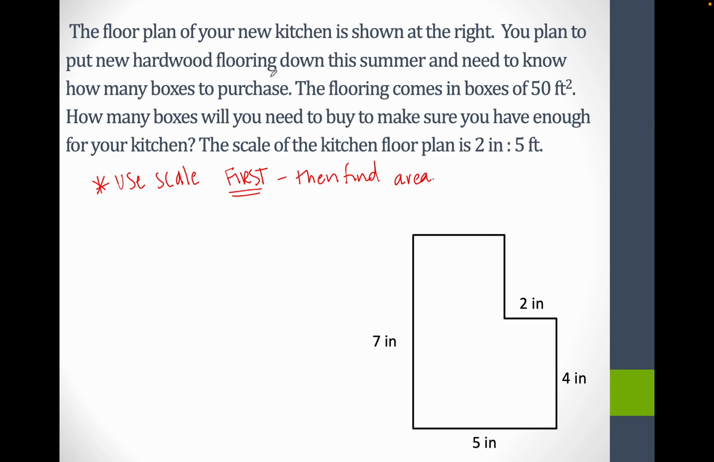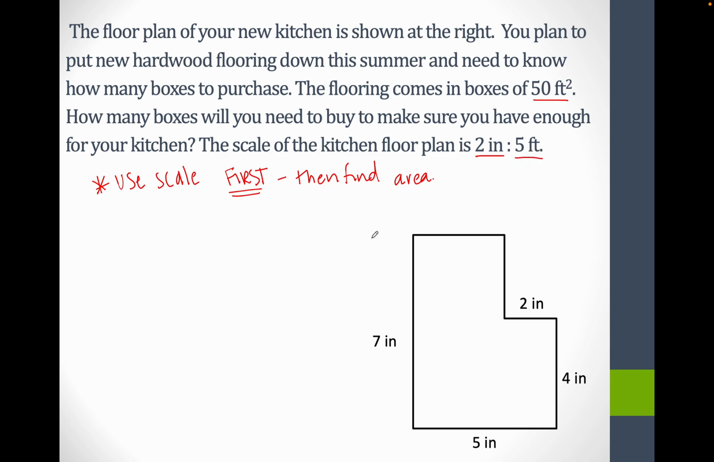It says the floor plan of your new kitchen is shown at the right. You plan to put new hardwood flooring down this summer and need to know how many boxes to purchase. Flooring comes in boxes of 50 square feet. How many boxes will you need to buy to make sure you have enough for your kitchen? The scale of your floor plan is 2 inches to 5 feet.